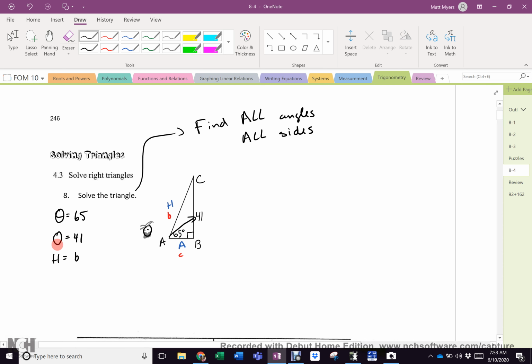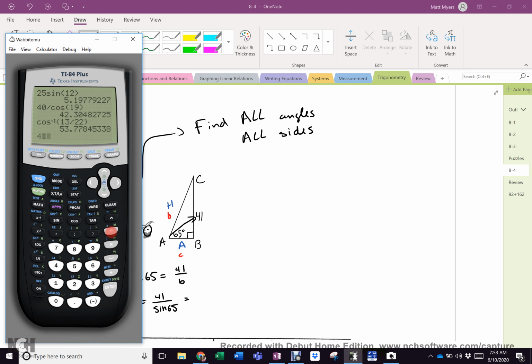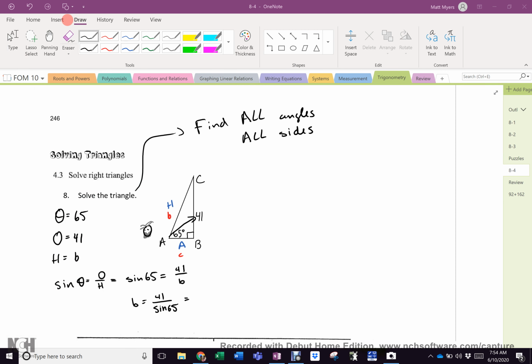Anyways, so now I have O, H, and theta. What uses O and H? Well, that is sine theta is O over H, which is sine 65 equals 41 over B. So B equals 41 divided by sine 65. So I do that with my calculator, 41 divided by sine 65, and I get 45.2.